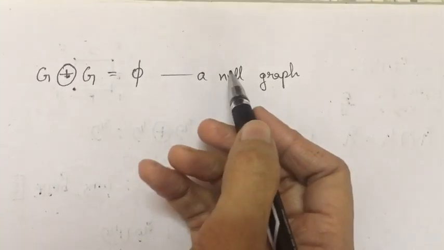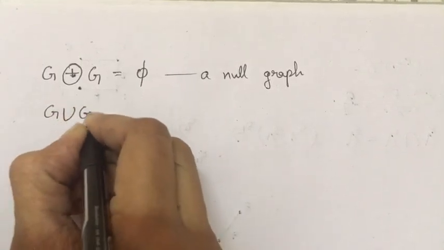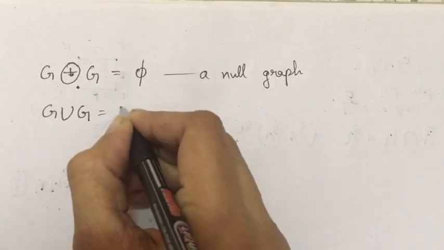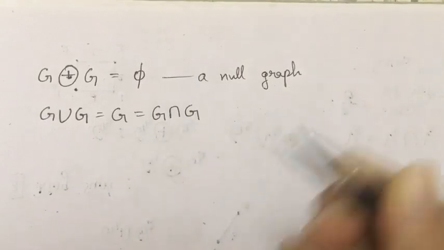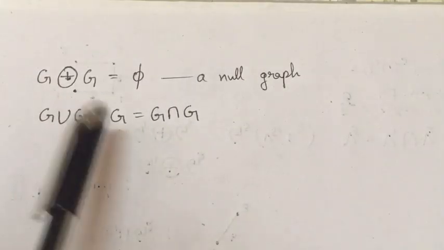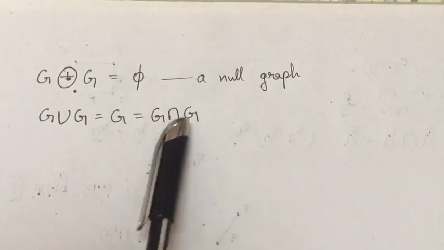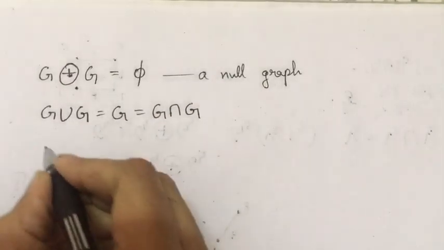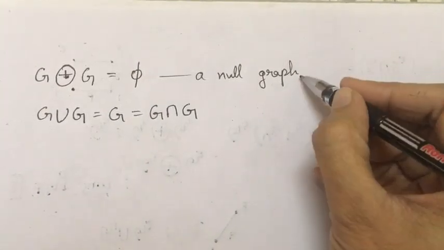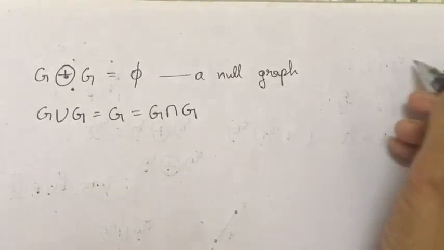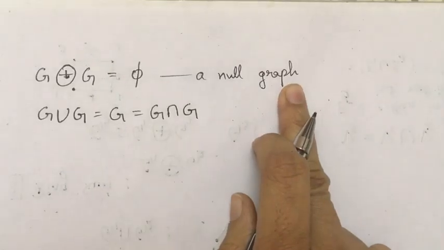This is one thing, and one more thing is G union G is G, and this is the same as G intersection G. The union of a graph with itself is the graph itself, and even the intersection of a graph with itself is the graph. And if I take ringsum, as I mentioned, it is a null graph which contains all the vertices. They are isolated vertices, therefore the graph becomes a null graph.